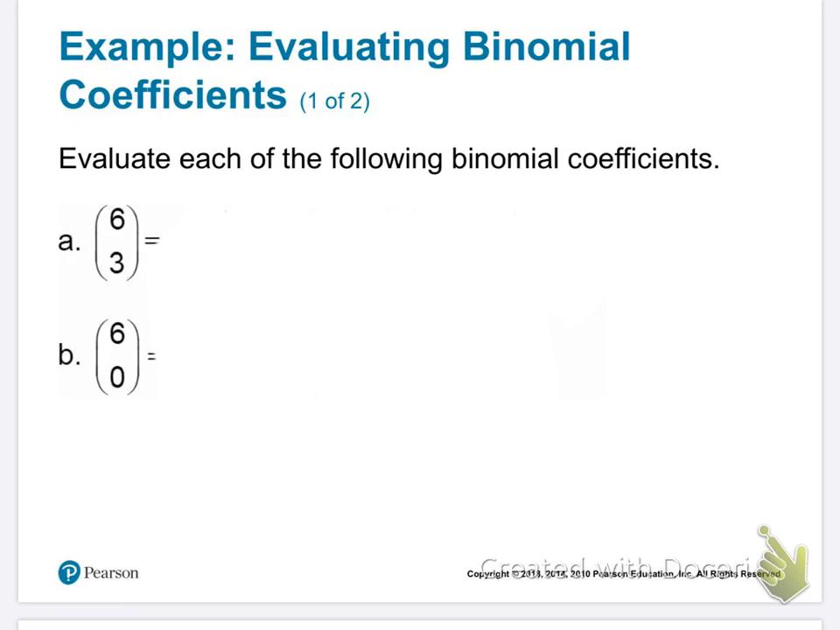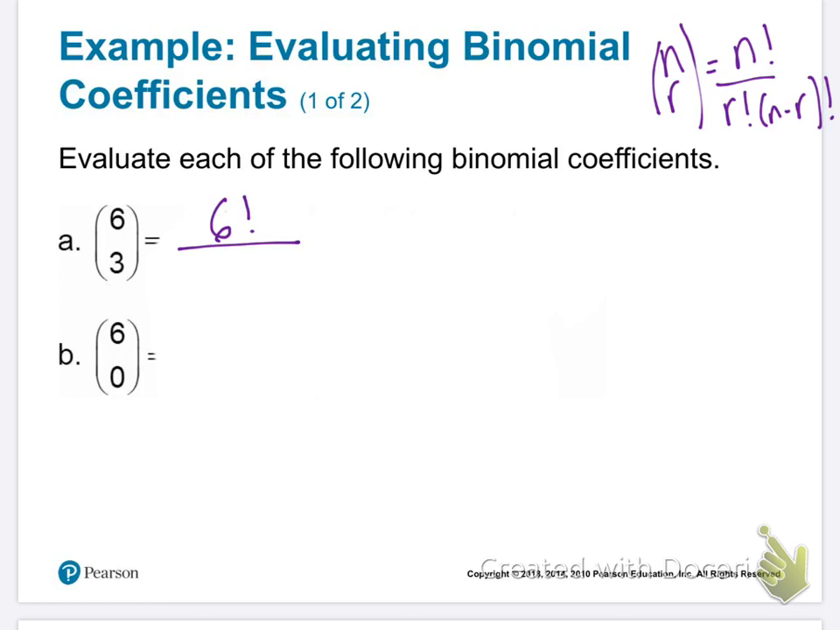Okay, so here are our first two examples. We can begin by writing down that formula again. N above r is n factorial over r factorial times n minus r factorial. Remember that n is the number on top, so that is going to be 6 here. So we have 6 factorial over r factorial, that's 3 factorial, times n minus r, 6 minus 3 factorial. So this gives me 6 factorial over 3 factorial times 3 factorial.